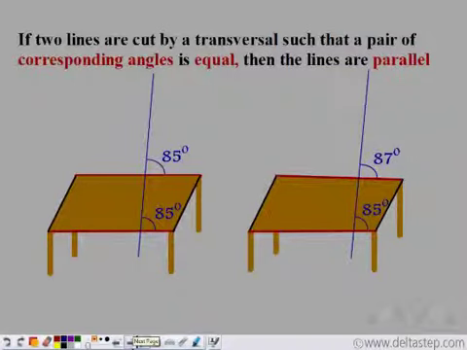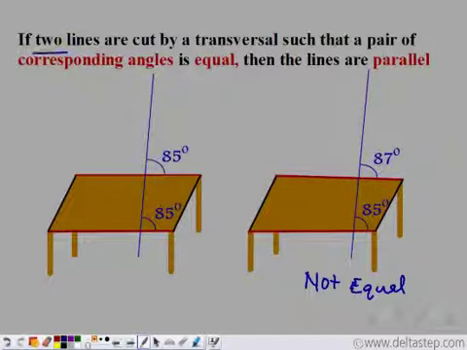So we see that these two angles are not equal. That is, in these two lines, the corresponding angles are not equal. Hence, these two are not parallel lines. So these two lines are parallel because the corresponding angles are equal. These two lines are not parallel because the corresponding angles are not equal. So this is called a condition for parallelism.